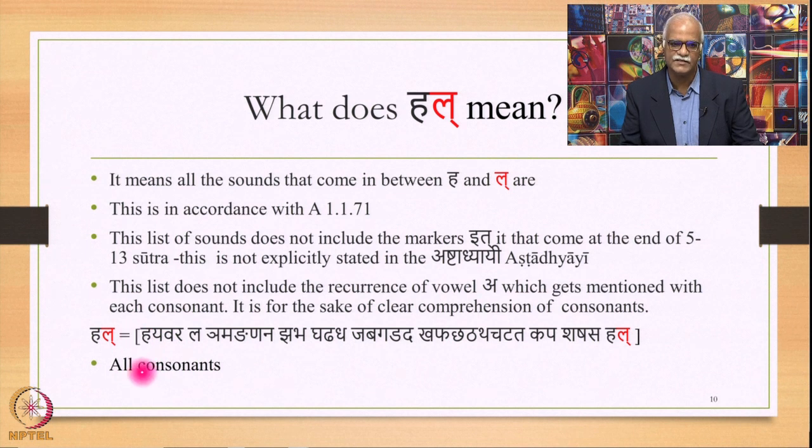But only the consonants are part of this meaning denoted by the Pratyahāra hal. This is what is the meaning of the Pratyahāra hal. What it eventually means is all consonants. If you look at all these sounds mentioned in the 14 sutras, they are all consonants. All the vowels were taken care of by the Pratyahara ach, hal now takes care of all the consonants.